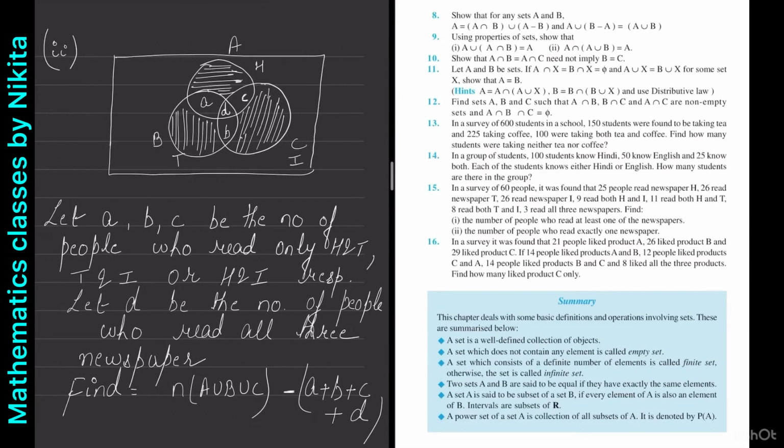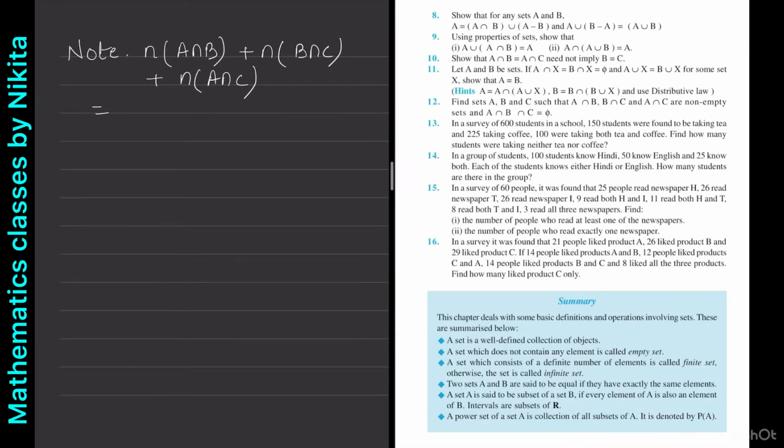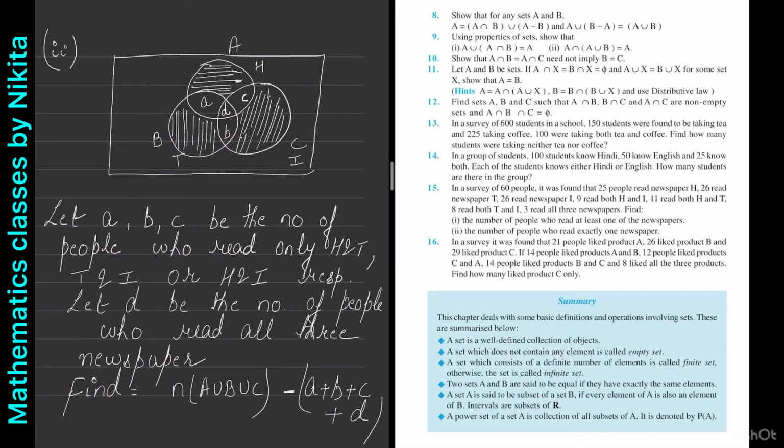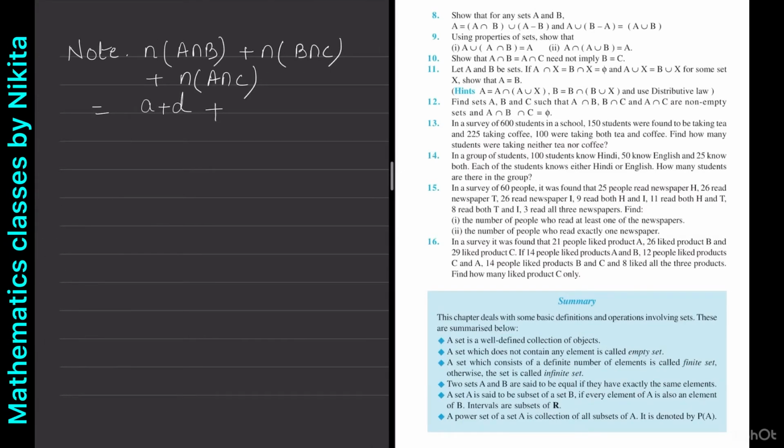n of A intersection B is this portion. ये सारा है. So let me use the laser light for you. ये जो पोर्शन है this is A intersection B and what is this equal to? A plus D है. So therefore this is your A plus D. Now similarly what is n of B intersection C? n of B intersection C is this portion and this is equal to B plus D. So I will write B plus D and the last one is C plus D.